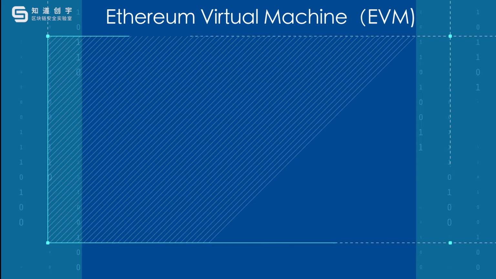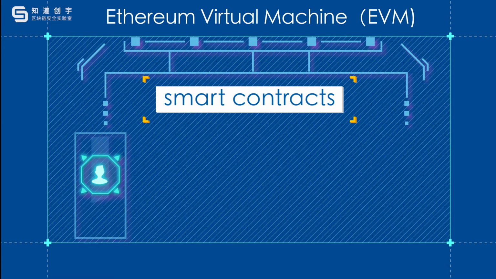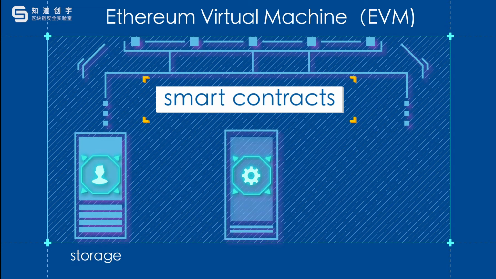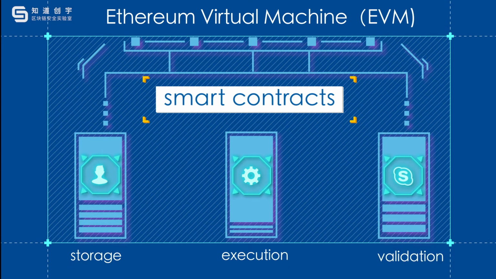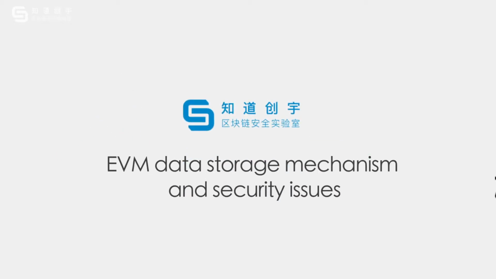The Ethereum Virtual Machine is a very important part of the Ethereum blockchain. It plays an important role in the storage, execution, and validation of smart contracts. Today we will dive into the EVM data storage mechanism and security issues. What is the EVM?